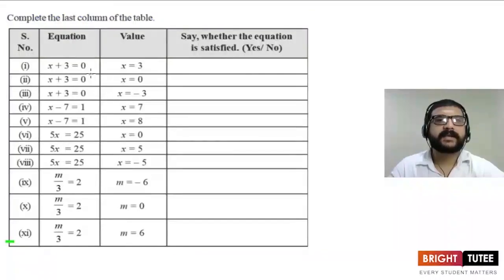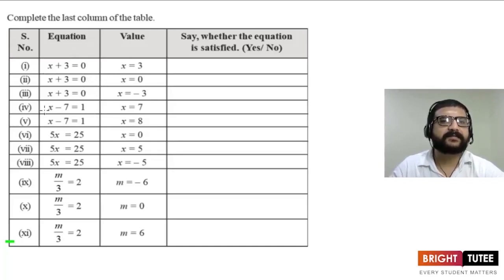Now let's see the first question of this video. Here we have to complete the last column of this table. One equation is given and one value of x is given to us. We have to tell whether the equation is satisfied or not. So what we have to check is, when we replace the variable by the given value, whether LHS is becoming equal to RHS or not. This is what we have to check in this question.